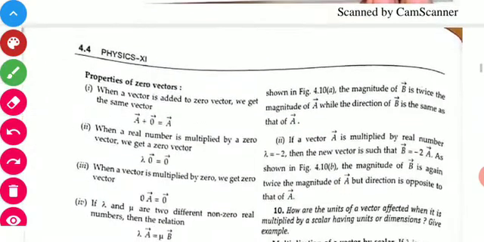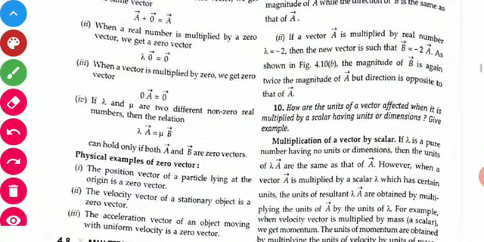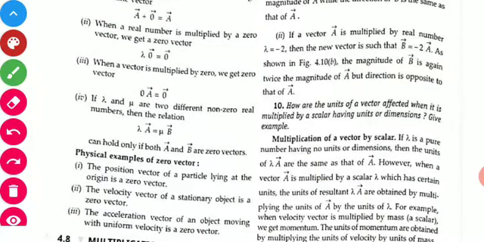After that we have properties of zero vector. When a vector is added to a zero vector we get the same vector. अपने किसी वेक्टर को ज़ीरो वेक्टर में ऐड करते हैं, वही वेक्टर आता है, अगर मल्टीप्लाई करते हैं तो आंसर ज़ीरो आएगा. And when a vector is multiplied by zero we get a zero vector. और कोई रियल नंबर जो है उसको हम मल्टीप्लाई करते हैं and also we get the zero vector.